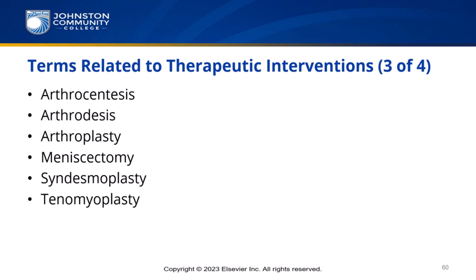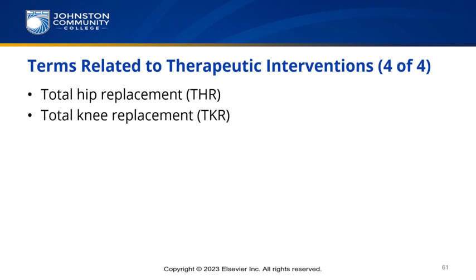Then we have meniscusectomy, which is the removal of a meniscus in the joint. The usual site of a meniscus removal is the knee. Then we have syndesmoplasty, which is the surgical repair of a ligament. Then we have tenomyoplasty, which is the surgical repair of a tendon and a muscle. Teno is a combining form for a tendon, and myo is a combining form for muscle. Many of us have heard of these in our geriatric patients.